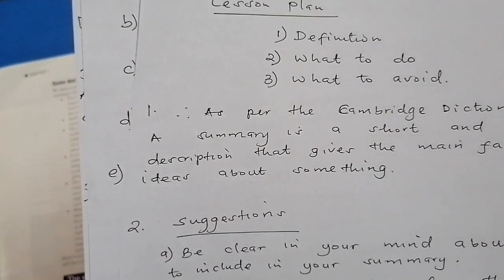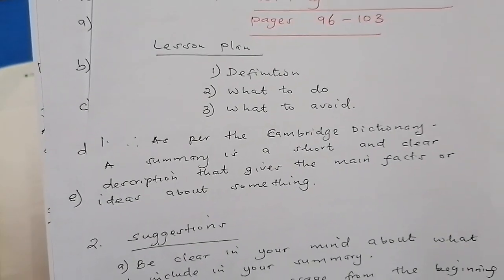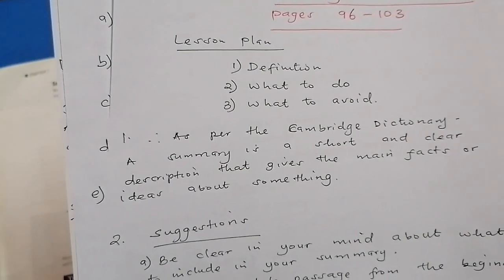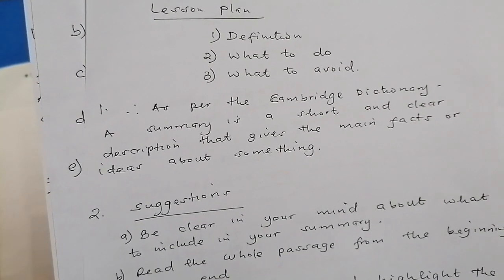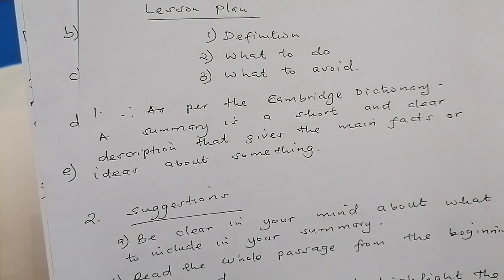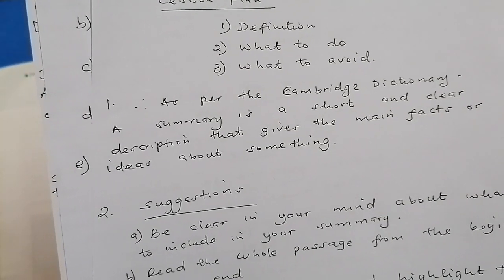To start with the definition of summary, as per the Cambridge Dictionary, summary is defined as a short and clear description that gives the main facts or ideas about something.